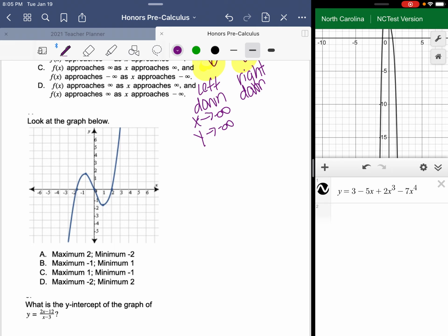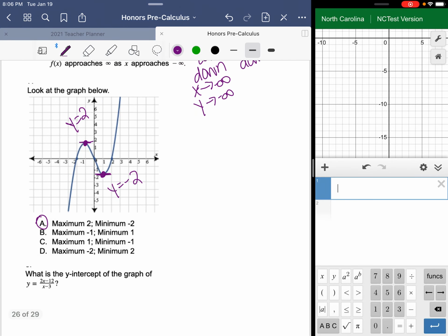All right, so then we have the graph below. They want to know what is the maximum and minimum value. So here's my maximum. My maximum value is going up to 2, so that's going to give me a y value of 2. And then my minimum here is going down to negative 2. So I have a maximum value of 2 and a minimum value of negative 2.